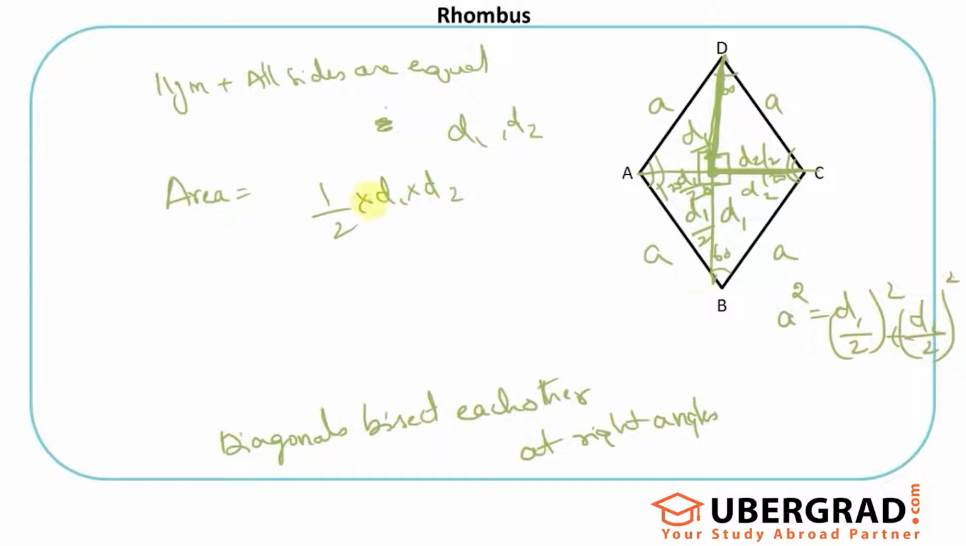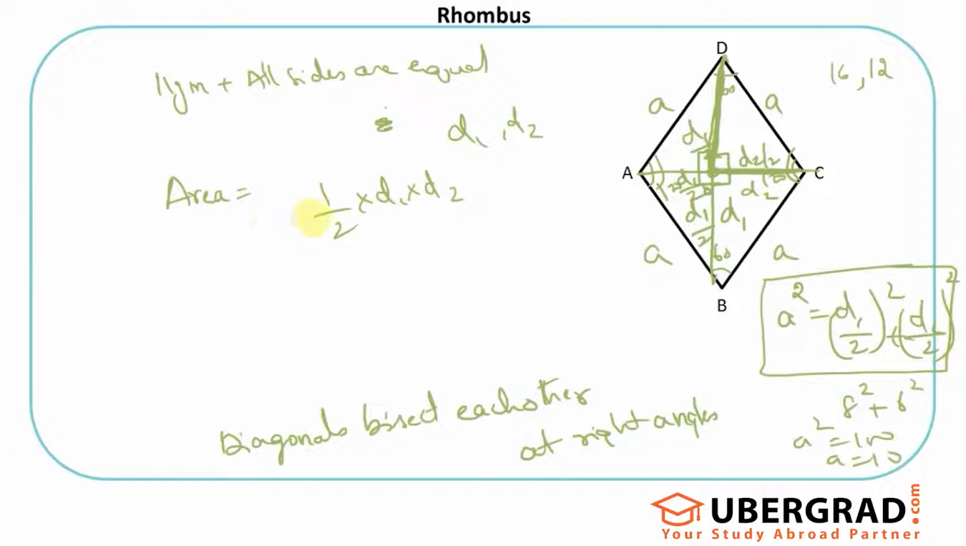So if I give you the diagonal length and ask you to find the perimeter of a rhombus, you can do it. If I say there's a rhombus with diagonals 16 centimeters and 12 centimeters, what is the perimeter of the rhombus? I can do it, right? So 16 by 2 is 8 square plus 12 by 2 is 6 square, that is 100. So A square is 100, A is 10. Once I know the side length, I just need to add all 4, that is 40, the perimeter. So I can use this formula to find a link between the diagonals and the side lengths.